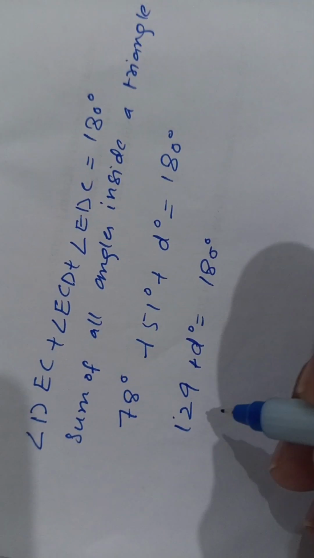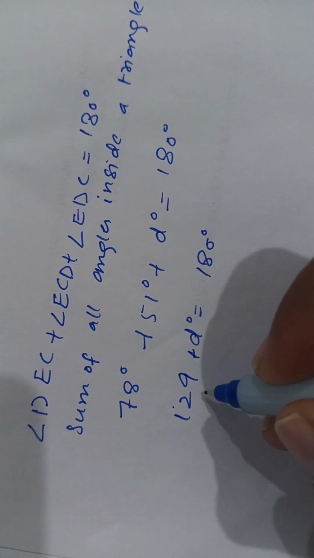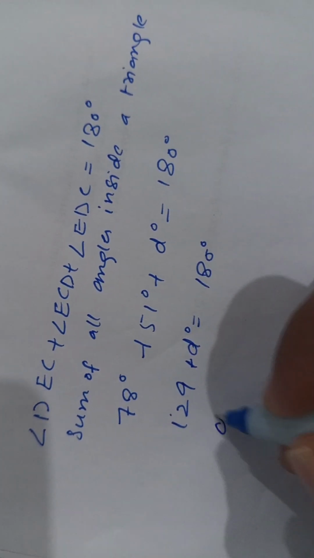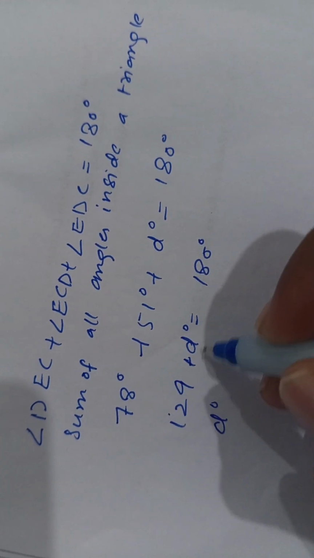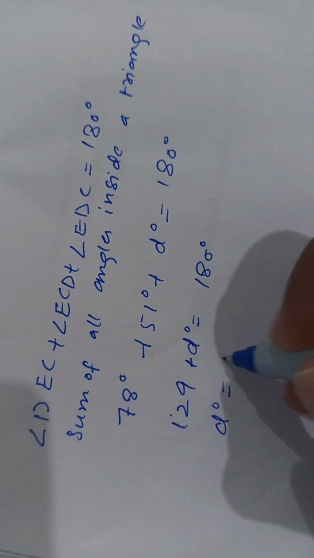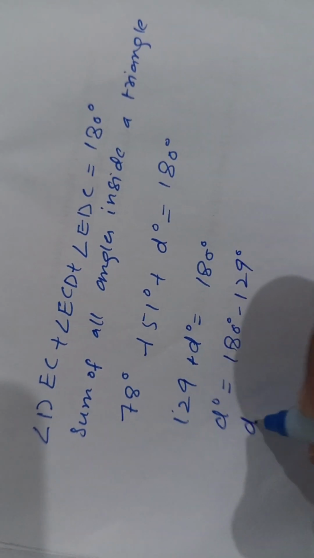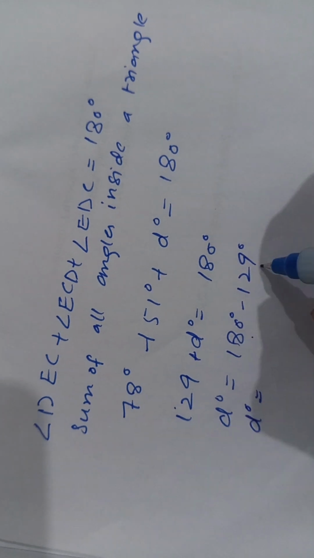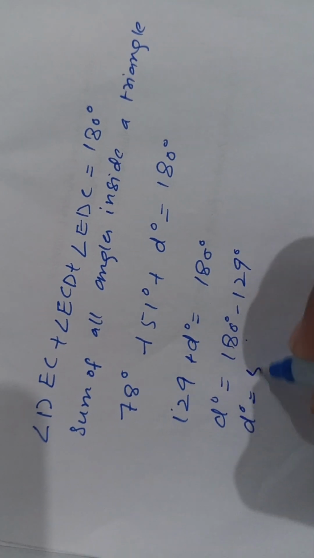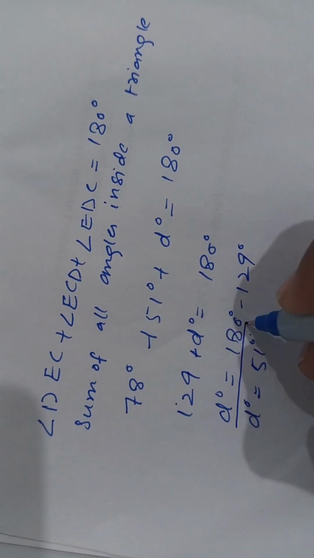Now 129 is positive here, so if it moves to the other side of the equation, it becomes negative. So D degrees equals 180 degrees minus 129 degrees. If we subtract 129 from 180, it equals 51 degrees. So that is the value of D degrees.